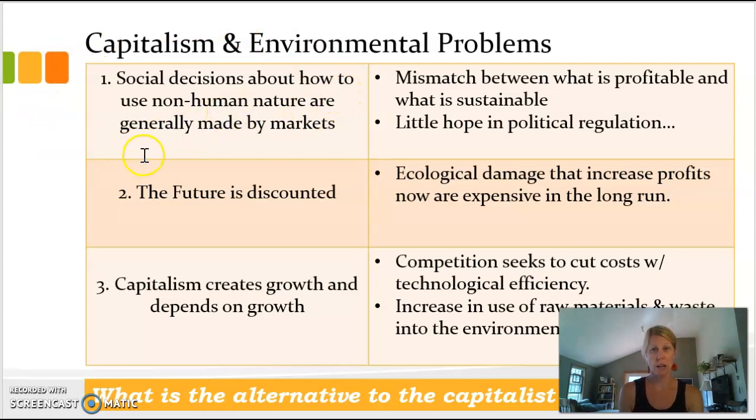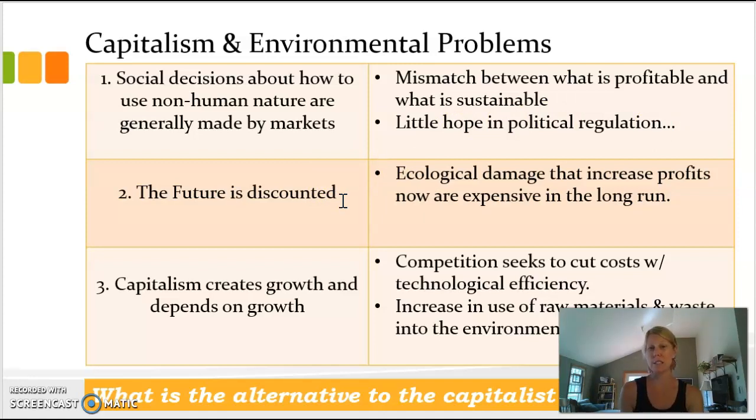So social decisions about how to use non-human nature are generally made by the markets, and this creates a mismatch between what is profitable and what is sustainable. So Leahy argues that there's little hope in political regulation. Now, this article, while it still has a lot of really good information in it, I wonder if you think that this is true or not, that there's little hope in political regulation. I think Leahy is trying to argue that politics and the economy are tied together, and so alternative food systems or alternative food system models are going to have to come outside of politics, but I would welcome a critique of that.